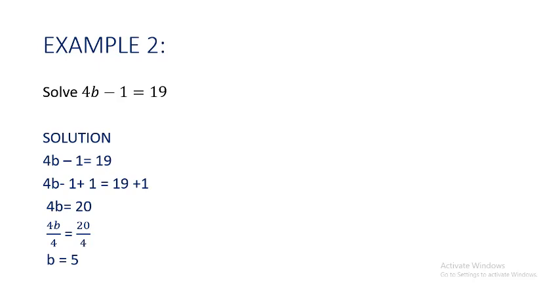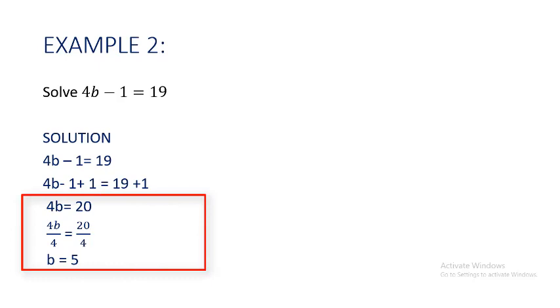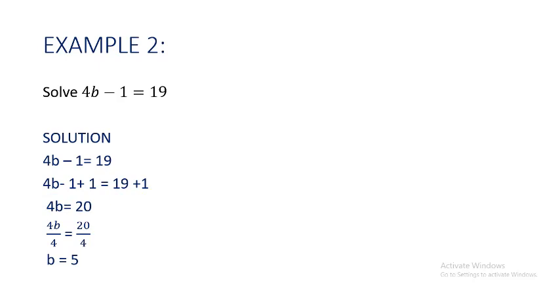Still, we are not done because we need to find the value of b. So 4b is the same as to say 4 times b. 4 is multiplying. So we are going to use its inverse operation, which is division. That means we are going to divide both sides by 4. So 4b divided by 4, the answer is b. And 20 divided by 4, the answer is 5. So the value of b is 5. So this is how we find the value of letters in equations.